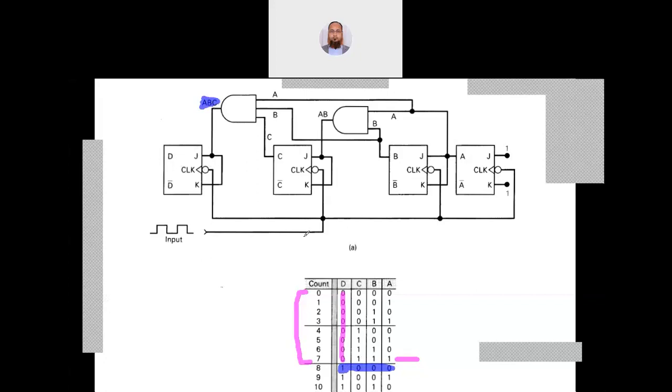Okay, and their states are decided by their previous states. So in the previous state, A was high. Clock comes. A becomes 0. Okay, so A was in the high state.